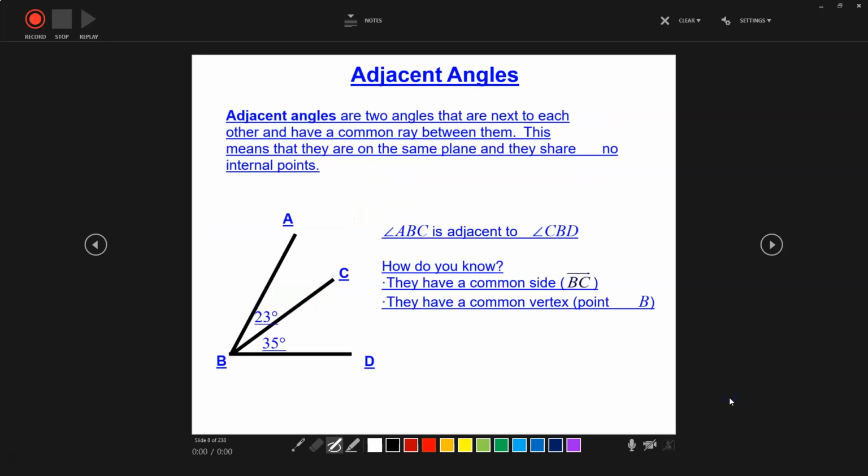An adjacent angle is one of two angles that are next to each other and have a common ray between them. So they're basically next to each other. Angle A, B, C there is next to angle C, B, D. That line in the middle indicates that they are next to each other, and they have a common vertex down here, a common endpoint.